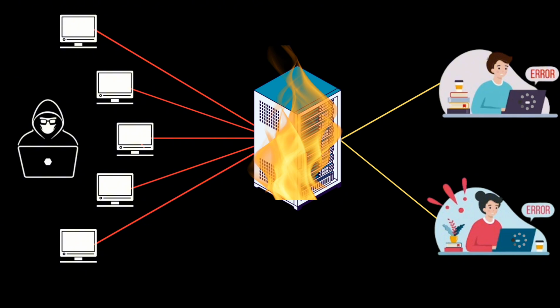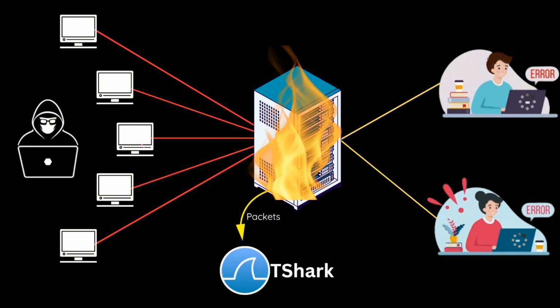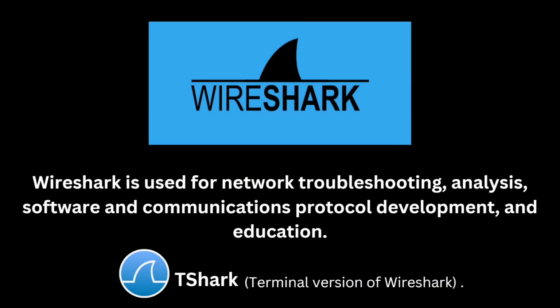The impact of a DDoS attack can range from slowing down a website to taking it offline completely. This can lead to loss of revenue, damaged reputation, and frustrated users. To overcome this scenario, we use T-Shark, which is the terminal version of Wireshark. Wireshark is widely used for network troubleshooting, analysis, and protocol development. It has become an essential tool for understanding what happens on a network at a microscopic level.